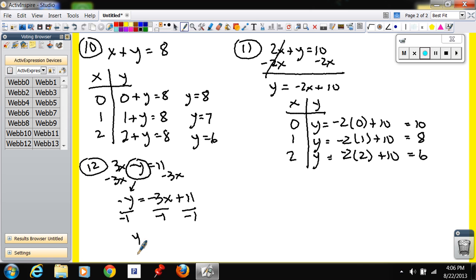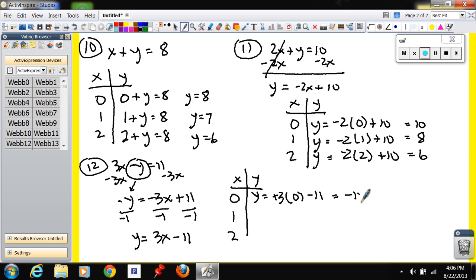So y equals 3x positive. Negative divided by negative is positive 3x. 11 divided by negative 1 would be negative 11. Different signs, you've got to get a negative answer there. So when I put in my x and y chart, put in a 0, a 1, and a 2 into this function down here. So y equals positive 3 times 0 minus 11. That's going to give us negative 11 because you're going to get 0 minus 11. That's negative 11.